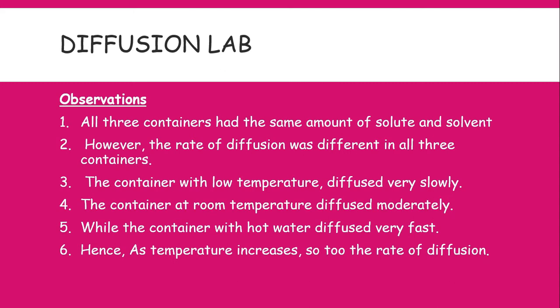So I said here all three containers had the same amount of solute and solvent. However, the rate of diffusion was different in all three containers. Now all containers had the color of the water changing slowly, moving from that clear color to a light purple, and of course eventually it became purple. However, the container with the low temperature diffused very slowly. The container at room temperature diffused moderately when compared to the slow and the fast, while the container with hot water had diffusion taking place very, very fast. Hence, as temperature increased, so too the rate of diffusion increased, as was demonstrated looking at those three containers at different temperatures. You could also document here in your observation the temperature of the water.